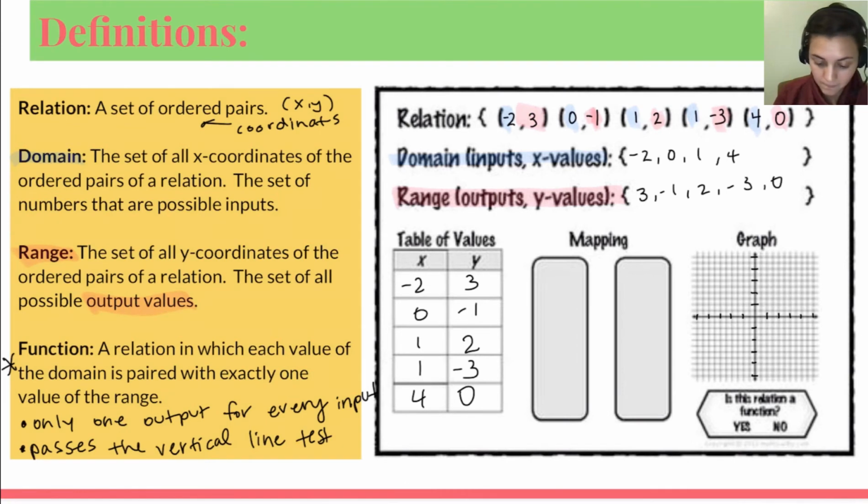So when I map, I'm going to list all my domain values over here and my range values over here. So I'll just use the domain and range I found. And I'm going to put these from smallest to biggest. So smallest goes -2, 0, 1, and 4. And then the range from smallest to biggest is -3, -1, 0, 2, and 3.